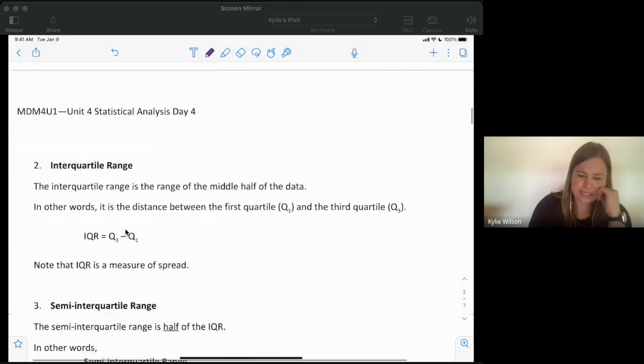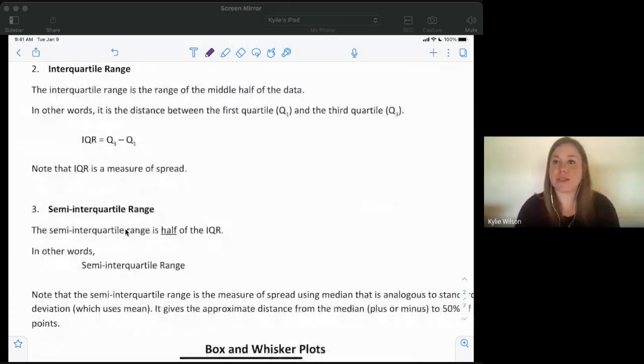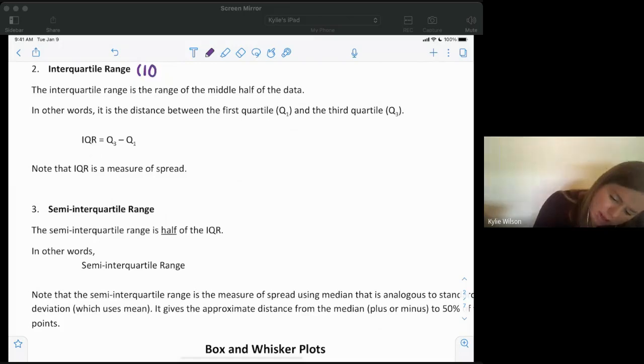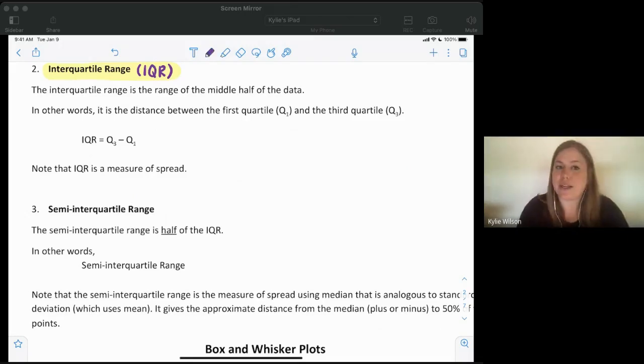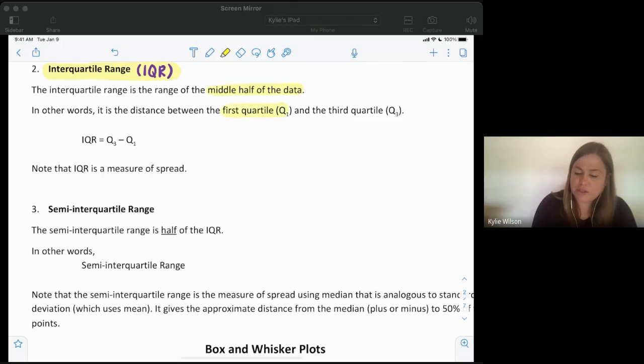But let's move on to a couple more definitions. The second definition that we'll talk about is what's called the interquartile range. And our interquartile range is often just referred to as our IQR. You'll see that written quite a bit, and that's just referring to our interquartile range. Now, the interquartile range is the range in the middle of the data. In other words, it's the distance between the first quartile and the third quartile.